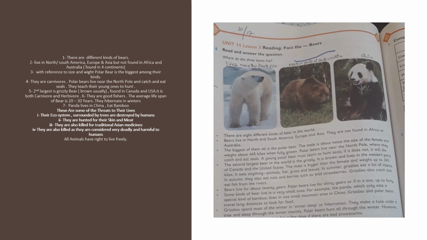So it says over here that there are 8 kinds of bears in the world, and bears live in North and South America, Europe and Asia, and they are not found in Africa or Australia. So they are found in 4 continents. The biggest of them are the polar bears. The male is about twice the size of the female and weighs about 445 kilos when fully grown.